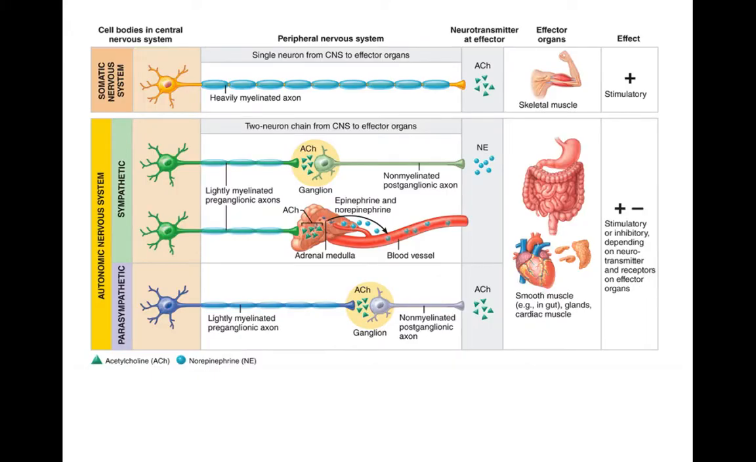This is the big one here. These are the major differences, anatomical or phenotypic differences between somatic nervous system and autonomic nervous system. Know this, very important. I will ask you questions about this.